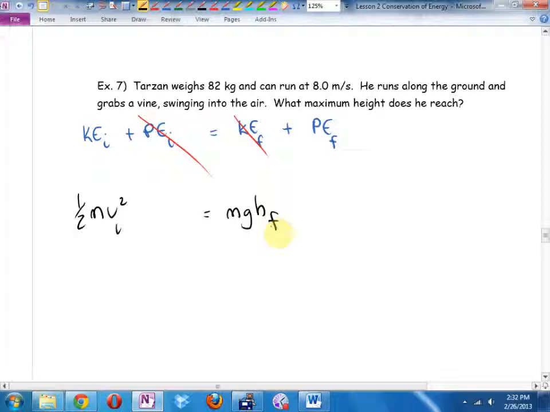Would this work if instead of Tarzan, I had Tantor the elephant running at 8 meters per second? I'd get the same answer, assuming the rope held. But mathematically, I'd get the same answer. Why? The masses cancel this time.